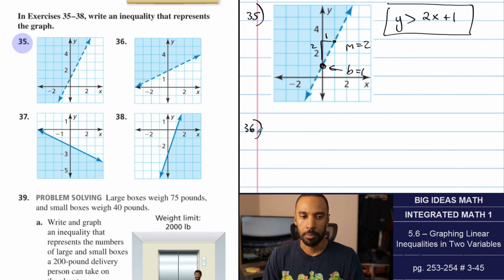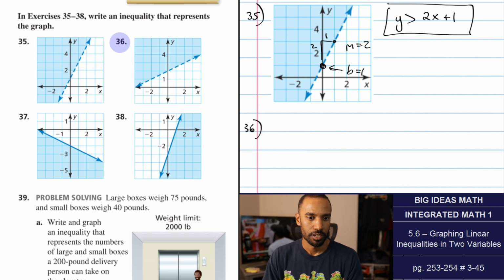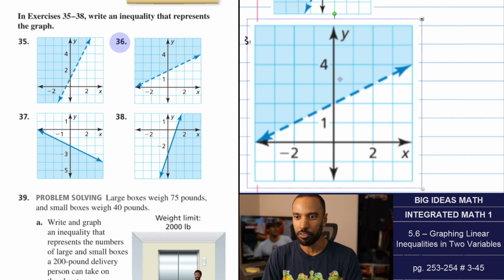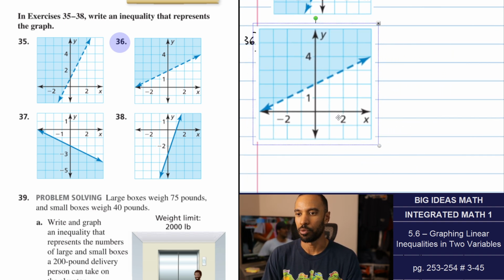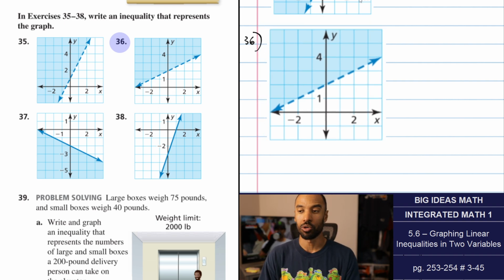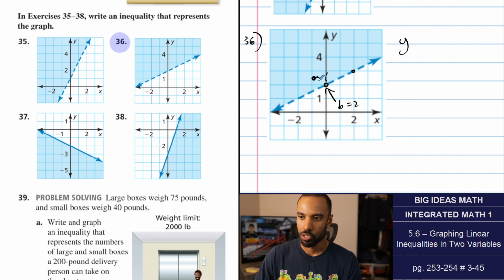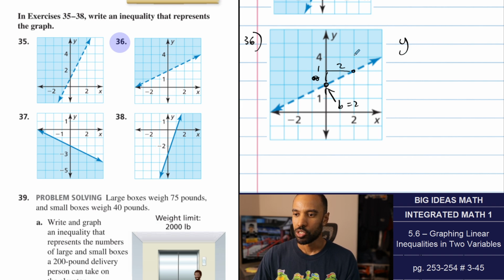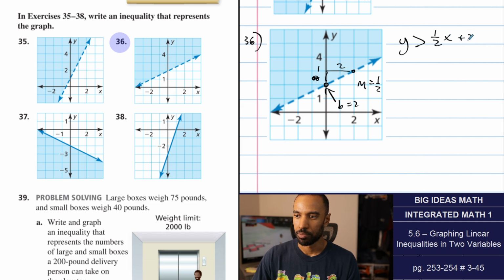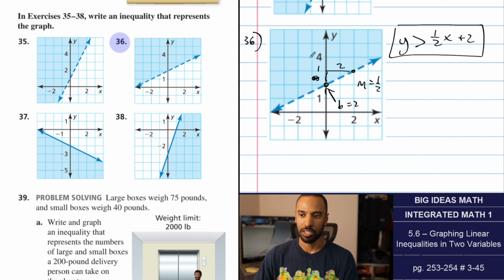Number 36. Same-ish. It's a different boundary line, but what do we have? We have a dashed line and we shade above. So I think greater than will be in order once again. We have a y-intercept of 2 and slope of up 1 over 2. So m is 1/2. This will be y is greater than 1/2 x plus 2. And it's still greater than, once again, because dashed line and we're shading above. 0, 0 doesn't work. 0 is not greater than 2.